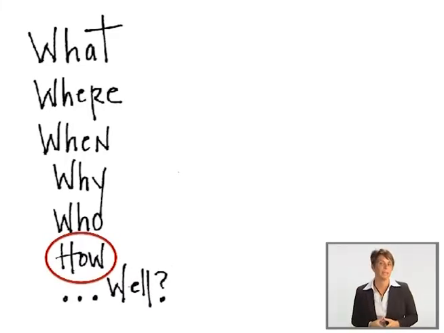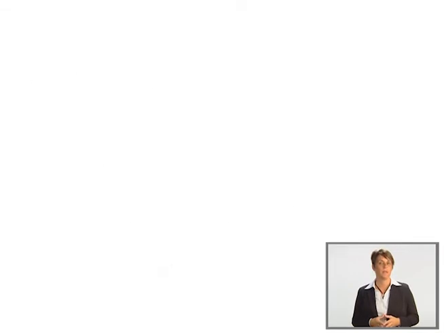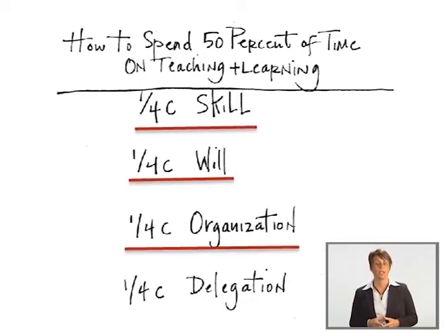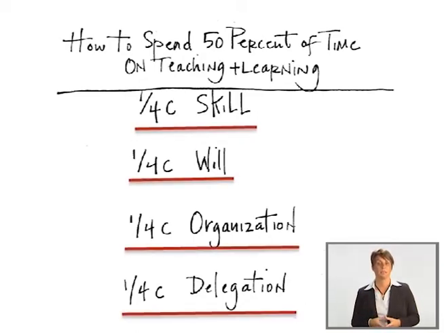The question remains, how are these principals able to spend 50% of their time on these activities? The answer is part skill, part will, part organization, and part delegation. In a moment, we'll learn more about the capacity building function of the principal, a must for effective delegation, and how the leadership team and teacher instructional teams contribute to the system of leadership in a school.